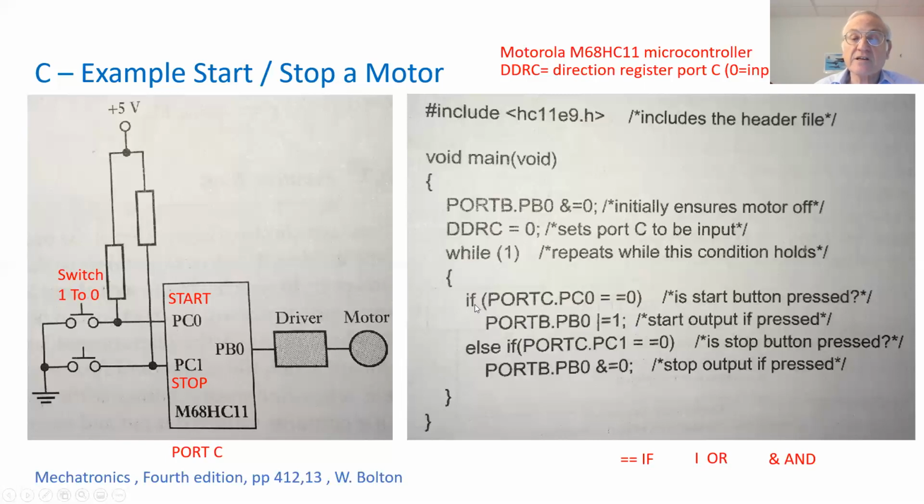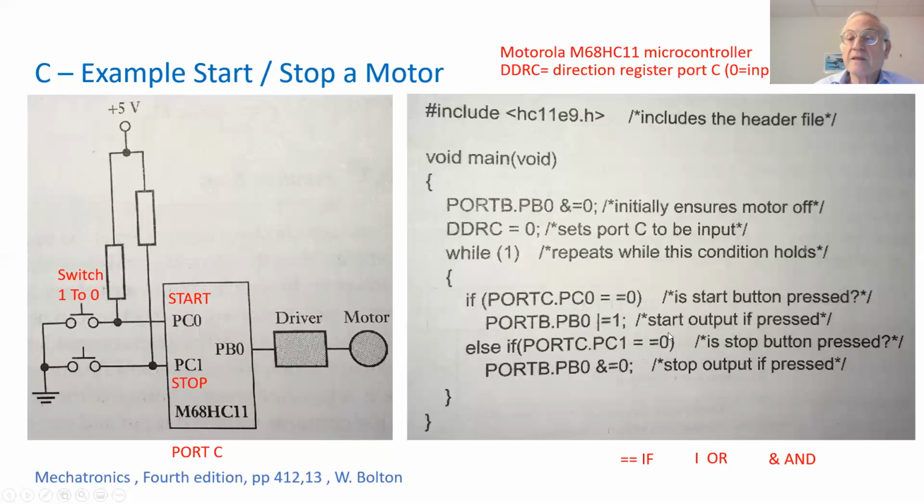And then the statement is that if port C, pin 0, this one, equals 0, okay? So if this is 0, how can it be 0? When we close the switch, we actually ground the voltage. The voltage right now is high at 5 volts through the resistor, but when we close the switch, it will be grounded. So the voltage will be 0, and then this is going to start the motor.